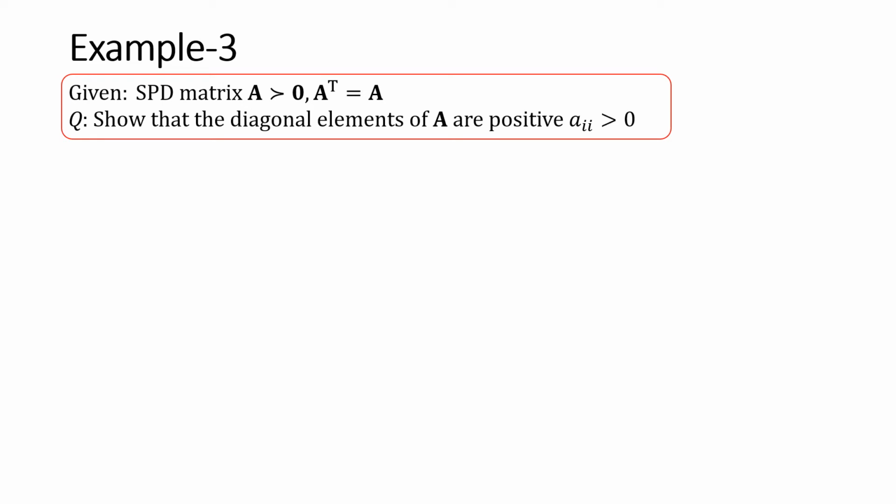Example 3. We are given a symmetric positive definite matrix A, and we have to show that the diagonal elements of A are all positive. a_ii is always greater than 0.